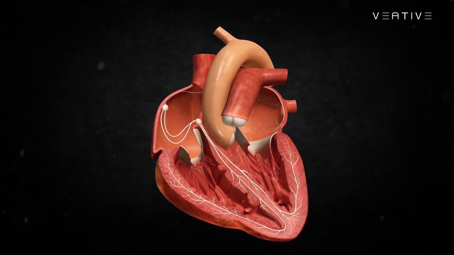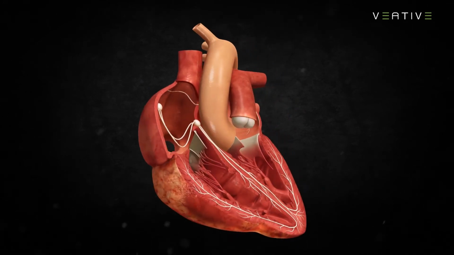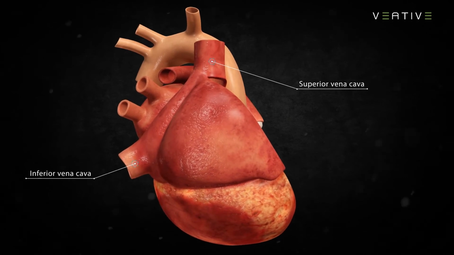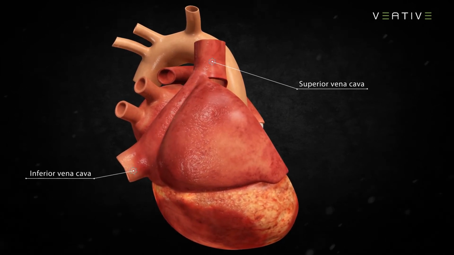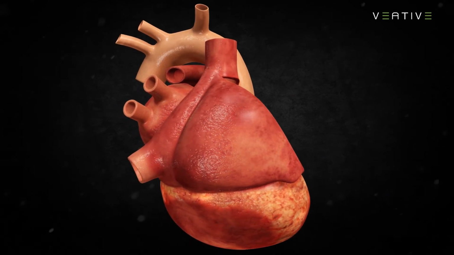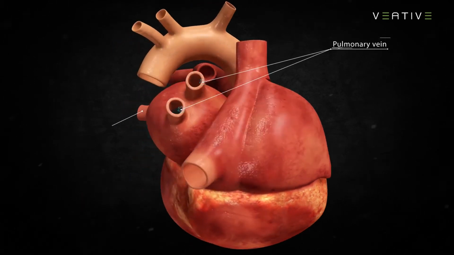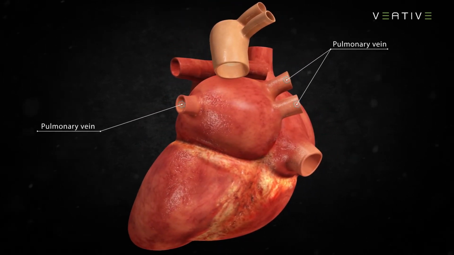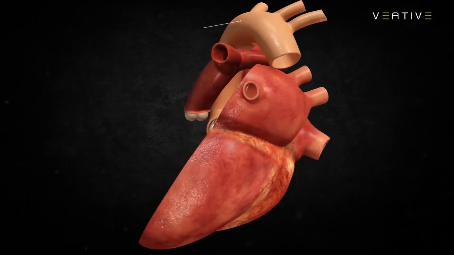Now, let's talk about the blood vessels of the human heart. The superior and inferior vena cava bring deoxygenated blood from the upper and from the lower regions of the body. Now, if we look at the left atrium, there are identical veins called pulmonary veins connected to it. They bring oxygenated blood from the lungs to the left atrium.